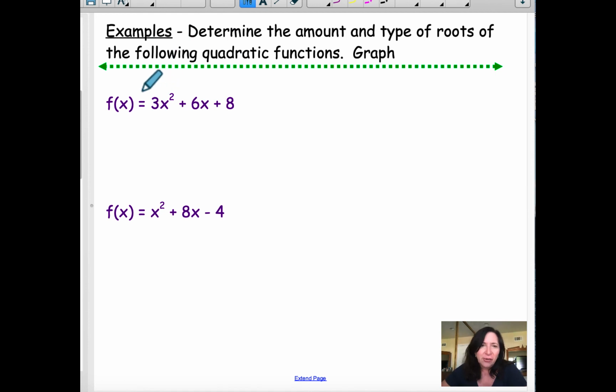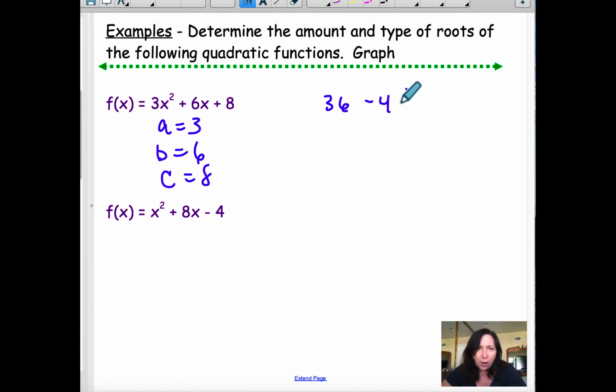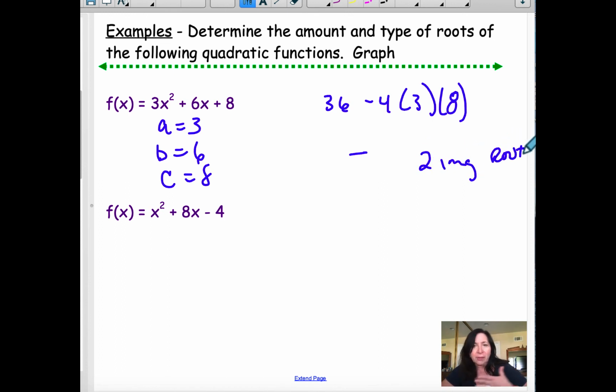So use the discriminant. Just tell me the types of roots. So we know a is 3, b is 6, and c is 8. We're going to go b squared, so 36, minus 4 times a times c. 12 times 8 is bigger than 36, so that value is negative. And if that value is negative, that means I have 2 imaginary roots. That's exactly what it means.